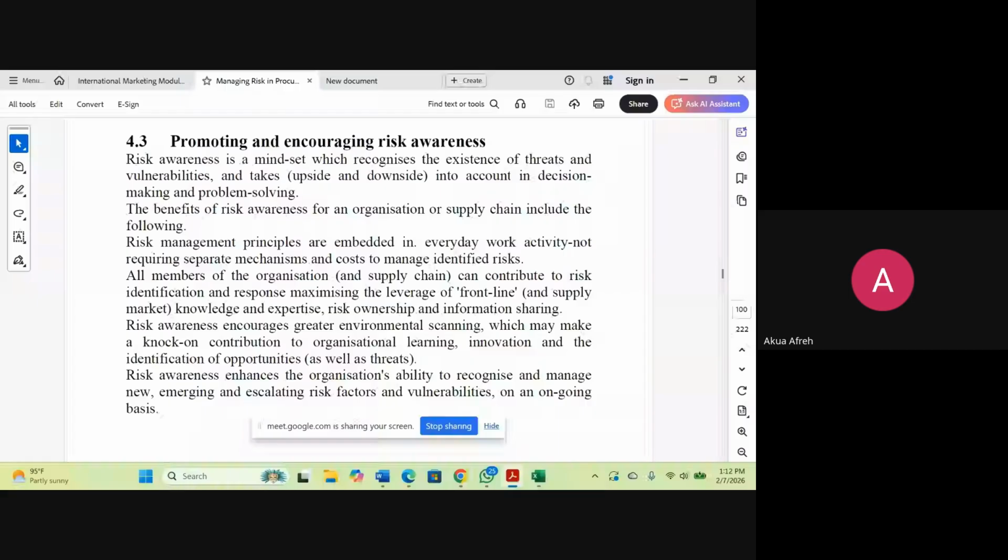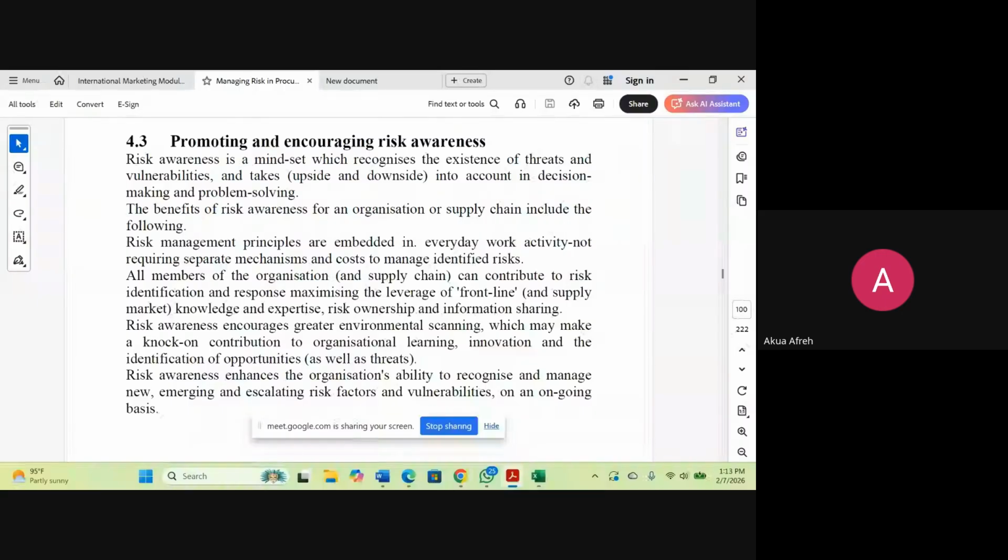It is a mindset which recognizes the existence of threats and vulnerabilities and takes them into account when making any decision. Employees need to understand the inherent risk in their tasks or in their roles. And then employees should be able to identify and report any potential problem or risks that they are able to identify.